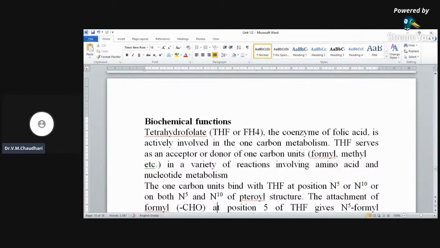One carbon metabolism म्हणजे काय, की ज्या रिएक्शन पाथवे मध्ये एक कार्बन युनिट इन्व्हॉल्व होतो. एक्झाम्पल, कुठे फॉर्मिल ग्रुप डोनेट करायचा असला किंवा मिथिल ग्रुप डोनेट करायचा असला, तर एक सिंगल ग्रुप जर डोनेट करायचा असला रिएक्शन मध्ये, तर that group is bound to tetrahydrofolate, and that tetrahydrofolate transfers that group to another compound.